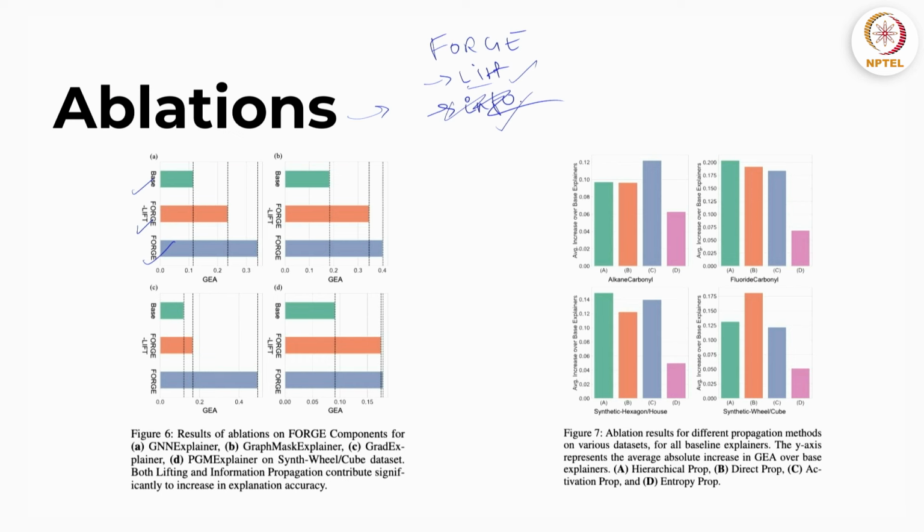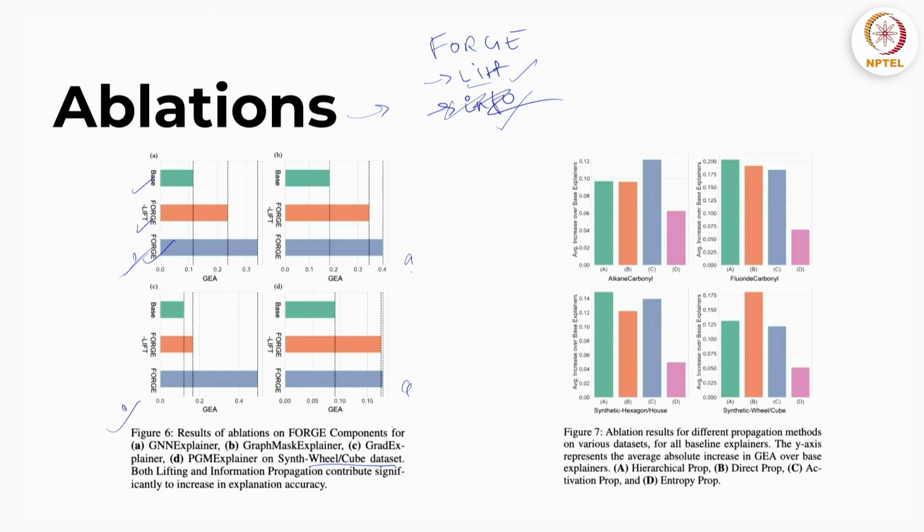These results are on the synth wheel cube dataset, and we look at 4 explainers. This is GNN explainer, we have graph mask explainer, and grad explainer, as well as PGM explainer. So various different kinds of explainers. We have surrogate based, perturbation based, gradient based, and another perturbation based method.